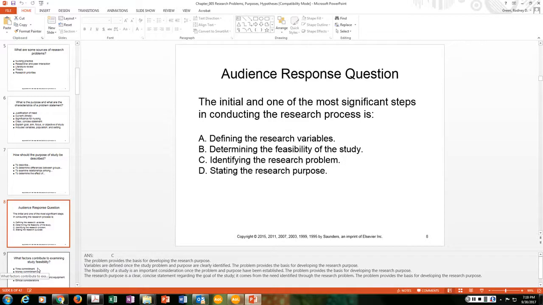Here's a question for you. The initial and one of the most significant steps in conducting the research process is defining research variables, determining the feasibility of the study, identifying the research problem, or stating the research purpose. The initial and one of the most significant steps is identifying the research problem.